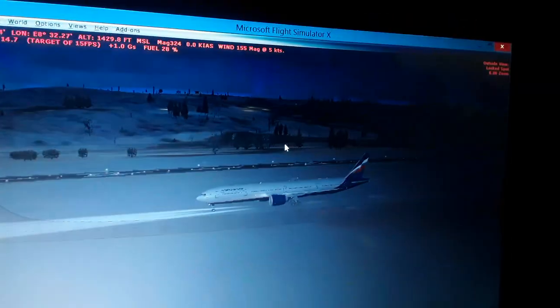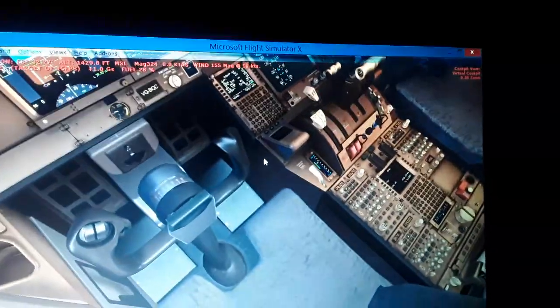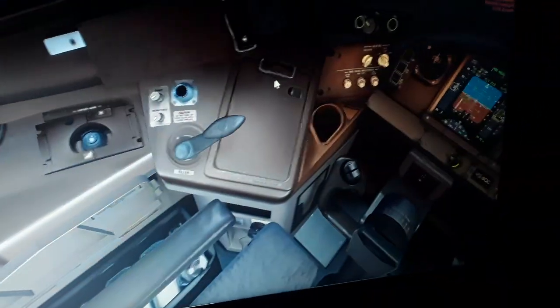So we have a couple more minutes left for this flight. I'm gonna taxi now into the runway for takeoff. I have to taxi into the runway, so disarm the parking brakes, advance the thrust levers, and use the tiller here for steering.